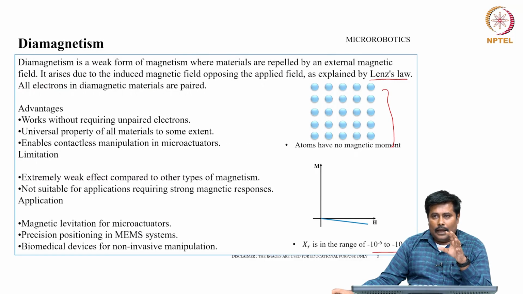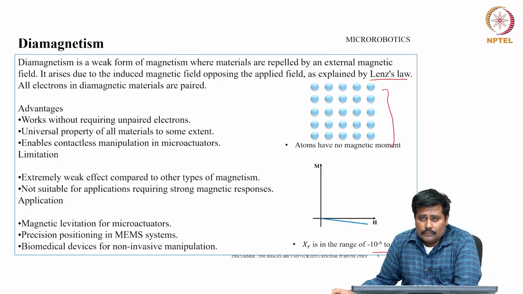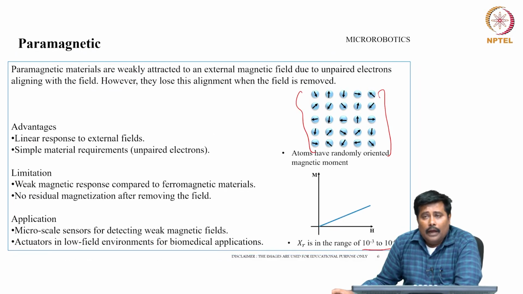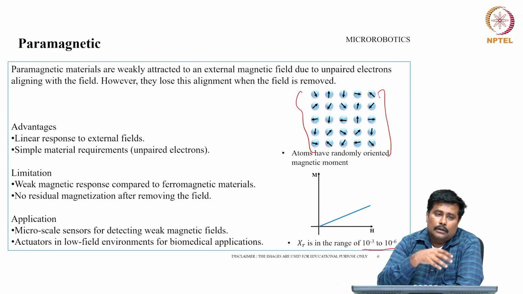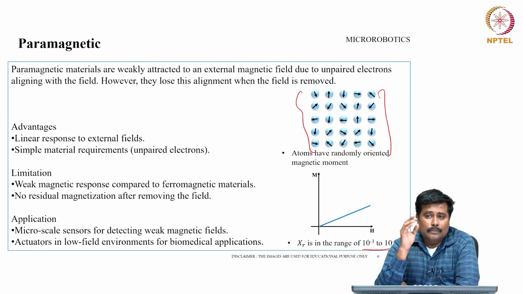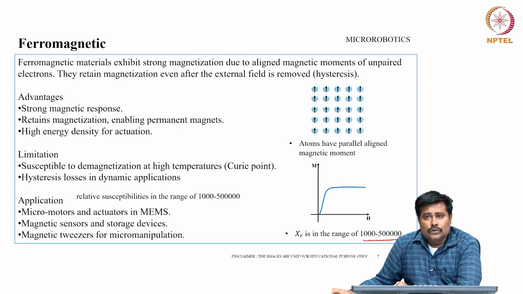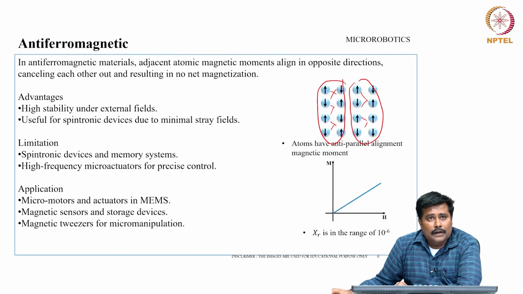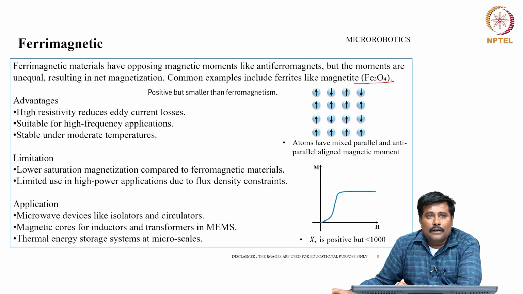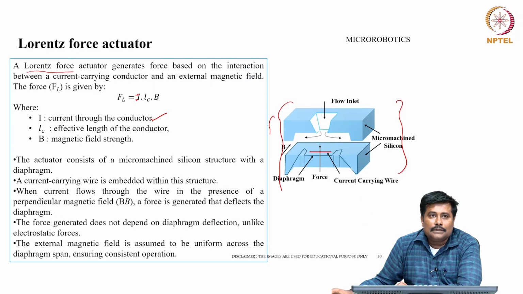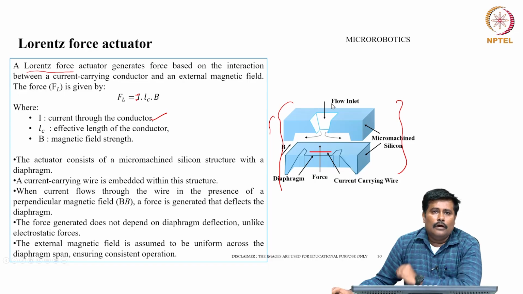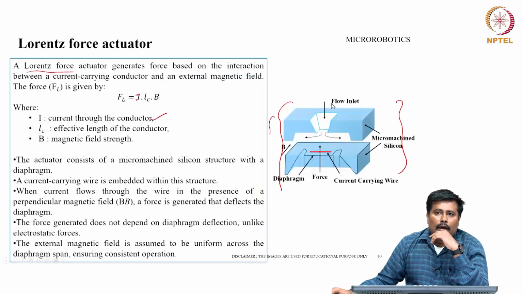antiferromagnetism. So in the case of diamagnetism, how these structures are deployed, and in the case of paramagnetism, what the different applications are, and what the overall susceptibility range for paramagnetism is, which can be appropriately quantified. We also discussed ferromagnetic, antiferromagnetic and ferrimagnetic structures, and a Lorentz force actuator which is efficiently used to take care of the flow inlet, and the overall process parameters involved for the same.